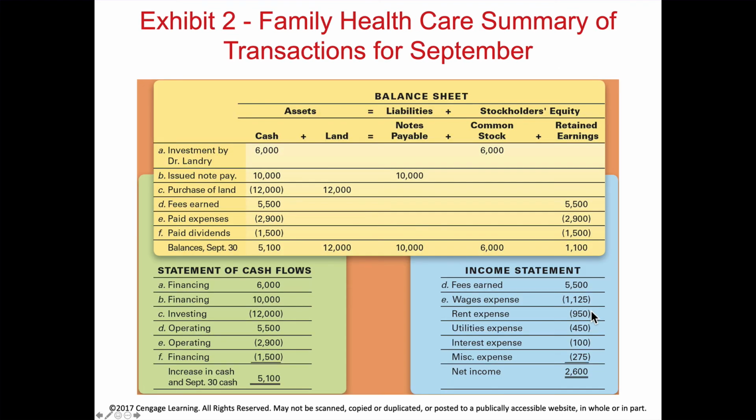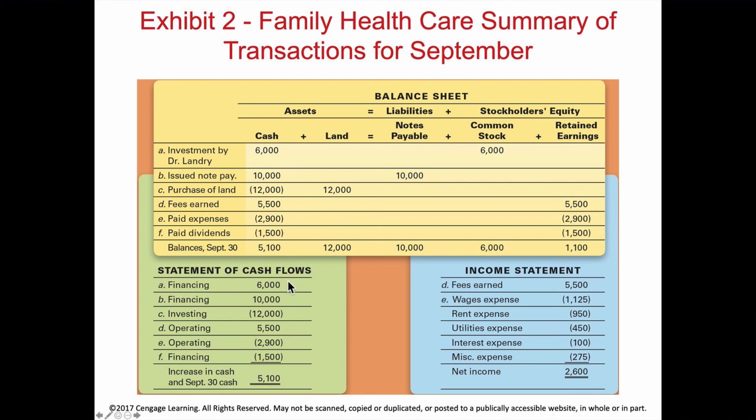And so at the end of all this, we have this summary page which shows all of these transactions, A through F. And what you do is you add up your balances in each of these accounts at the bottom. So our cash balance is $5,100. Our land balance is $12,000. We owe $10,000 in notes payable. There was $6,000 in stock issued, and there's retained earnings of $1,100. Okay, the retained earnings was $2,600 in net income minus the $1,500 in dividends.